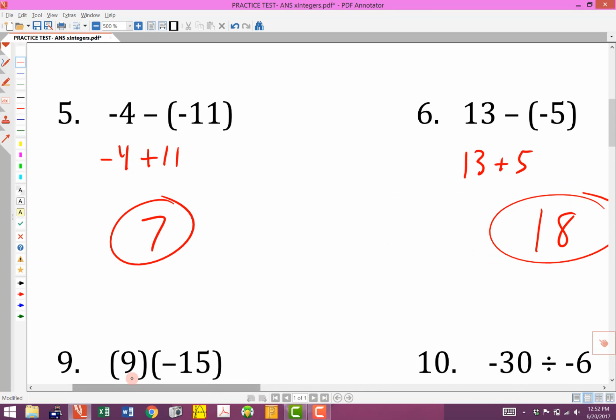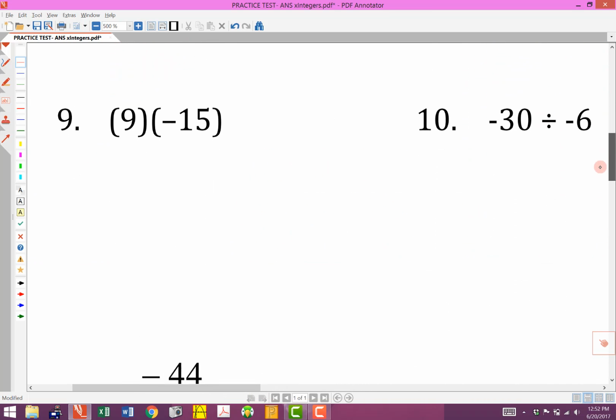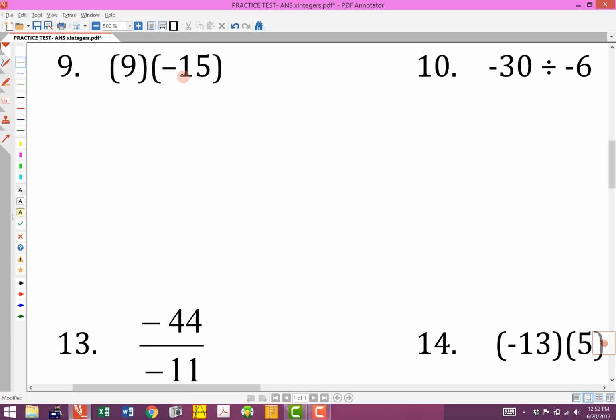Let's take a look at these other problems here. We've probably got some multiplication and division coming up here. Implied multiplication here, fairly big numbers. Let's compartmentalize and figure out the sign first.